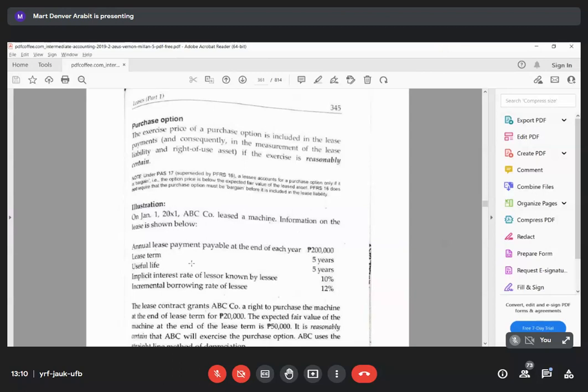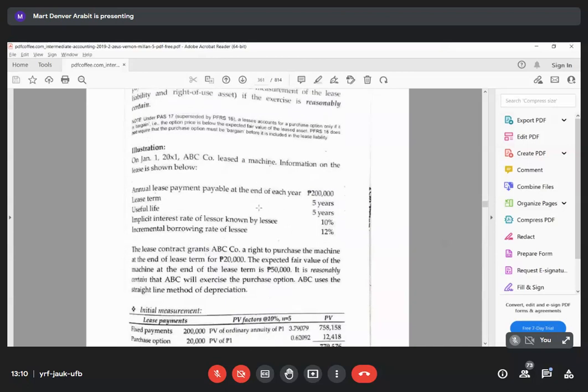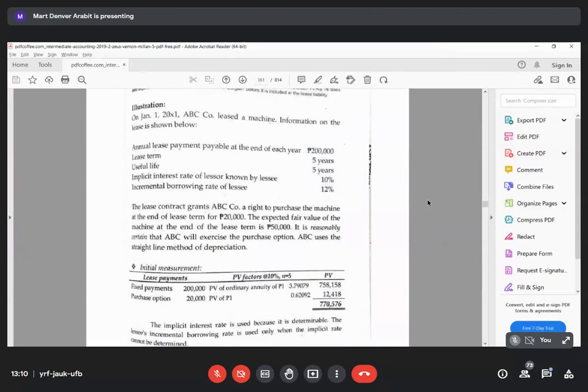Okay. So, on January 1, 2021, ABC company leases a machine, and the information on the lease is shown below. Annual lease payment is 200K. Lease term and useful life are the same. So, we will use the implicit interest rate, which is 10%. The lease contract grants ABC company a right to purchase the machine at the end of the lease term for 20,000. And the expected fair value of the machine at the end of lease term is 50,000. It is reasonably certain that ABC will exercise the option. ABC uses the straight line method of depreciation.